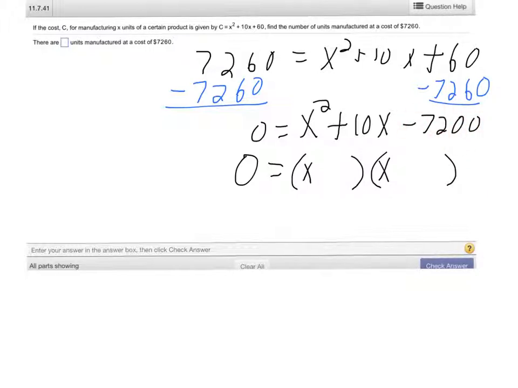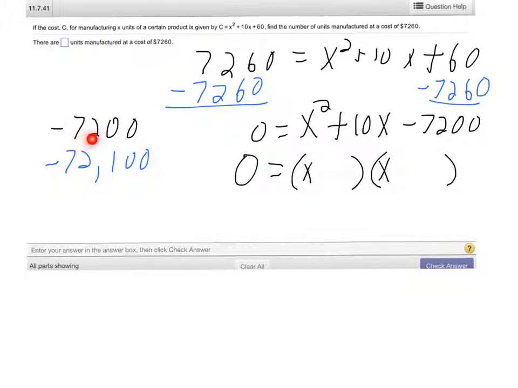Well, when I look at minus 7,200, I've got to start thinking about what do you multiply to get negative 7,200. Well, one choice that comes to mind is negative 72 and 100. That's the first one that actually jumps into my mind. Well, we need one where the sum is 10, and if you add negative 72 to 100, the sum is 28. So it's kind of close, but no cigar.